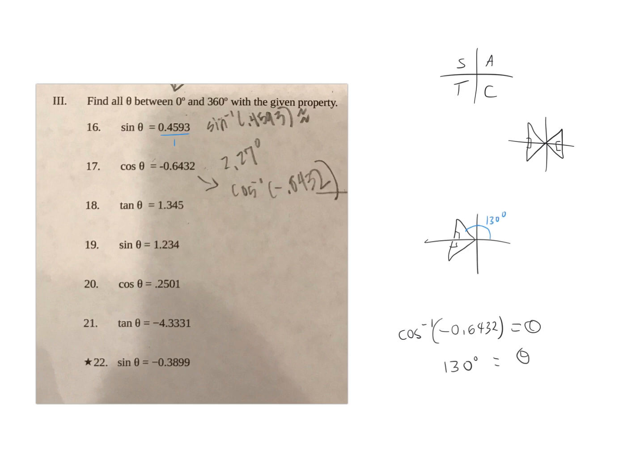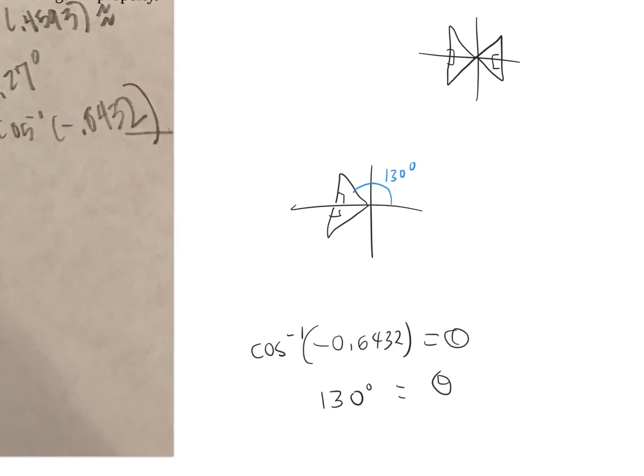But then the question is, if that's 130 degrees, how are you going to find the other angle? How are you going to find this green angle that starts at that starting point and then ends up here, right? How are we going to find that green one?